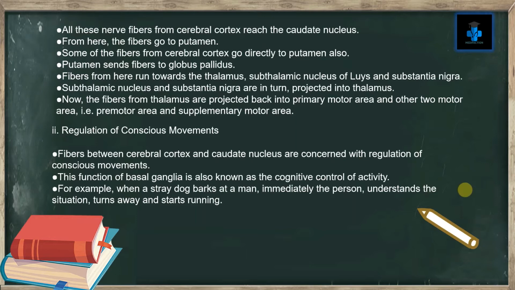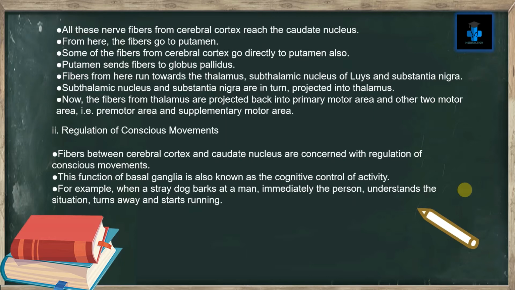Putamen sends fibers to globus pallidus. Fibers from here run towards the thalamus, subthalamic nucleus of Luys, and substantia nigra. Subthalamic nucleus and substantia nigra are in turn projected into thalamus. Now, the fibers from thalamus are projected back into primary motor area and the other two parts, that is, premotor area and supplementary motor area.